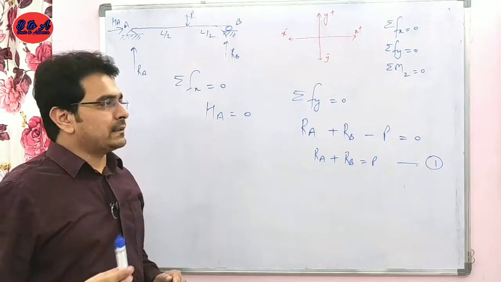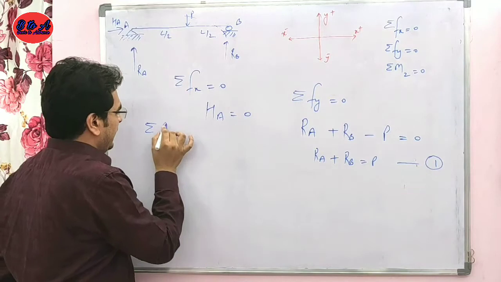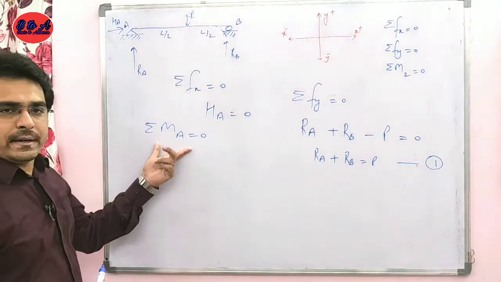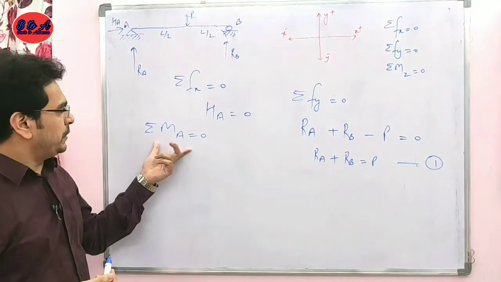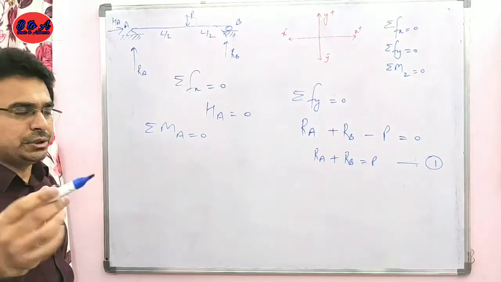Now I am using our third static equilibrium equation, that is the summation MA is equal to 0. It means the algebraic sum of moments due to all loads at point A must be 0.